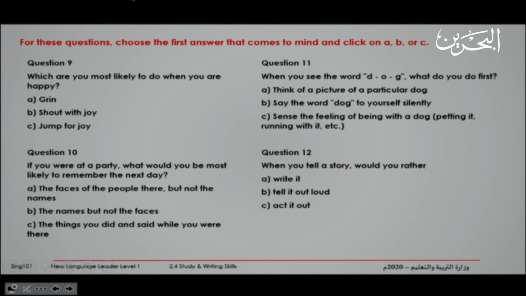Question 11. When you see the word D-O-G, what do you do first? A. Think of a picture of a particular dog, or say the word dog to yourself silently, or sense the feeling of being with a dog, petting it, running with it, etc. Question 12. When you tell a story, would you rather write it, tell it out loud, or act it out?